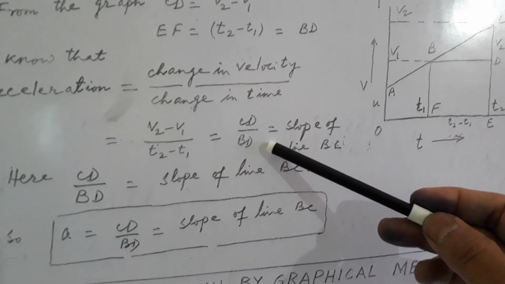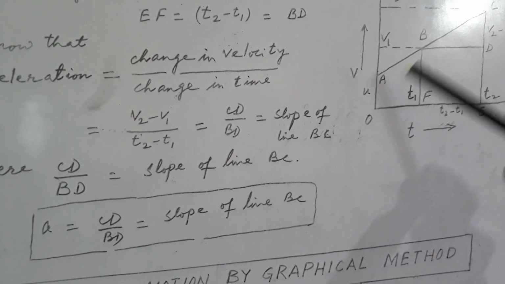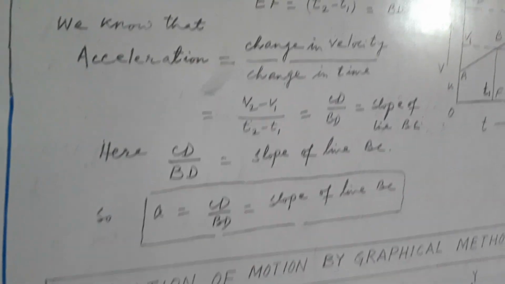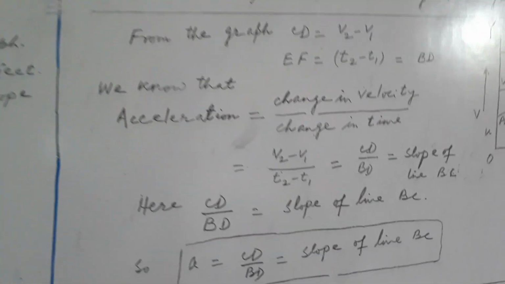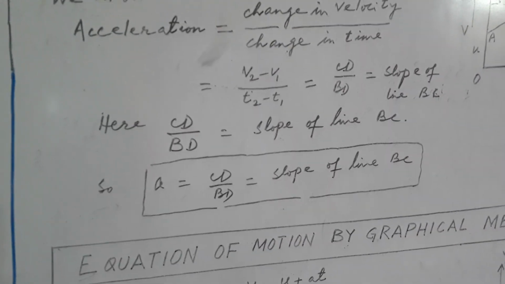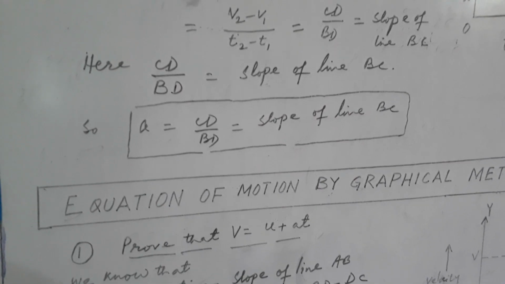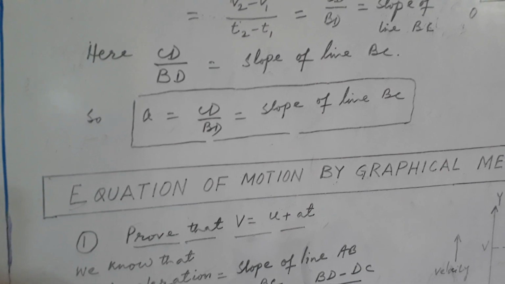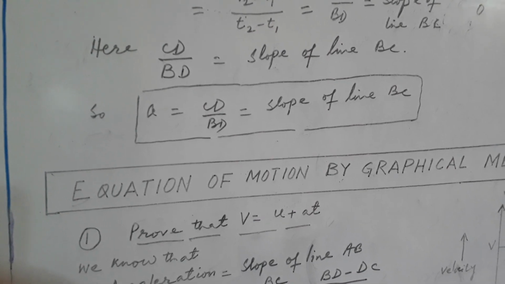So CD by BD is the slope of line BC. So once again we have come to the slope. In this VT graph, if we calculate the slope of the VT graph, we can calculate the acceleration, or we can say that acceleration equals the slope of the line BC.